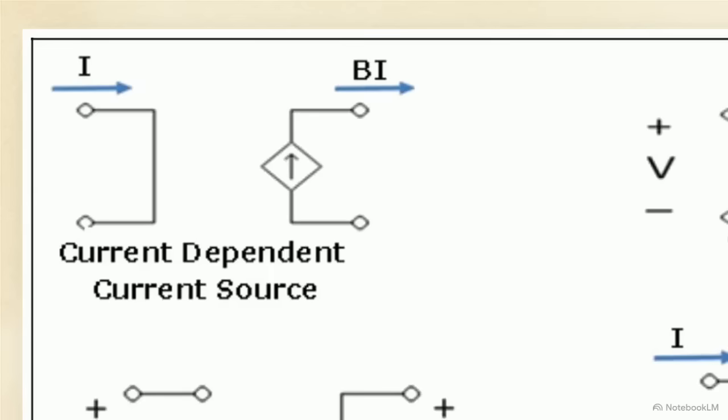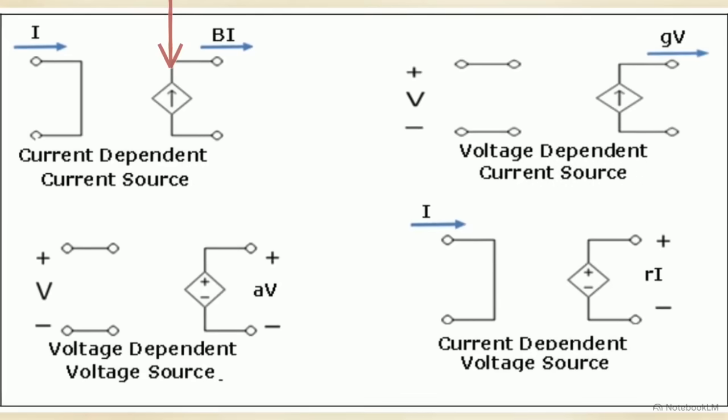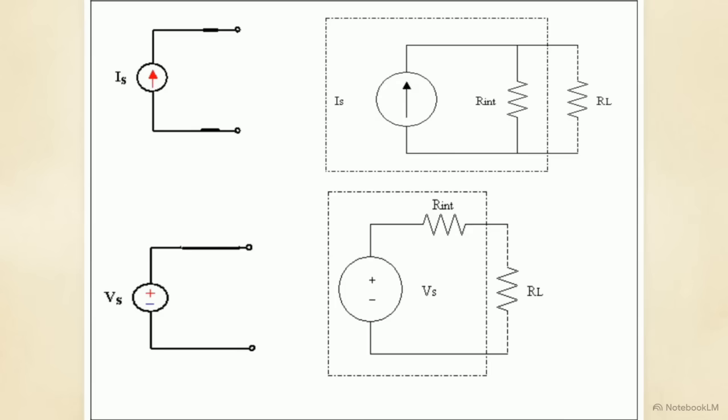This diagram shows a more complex active component called a dependent source. Notice the diamond-shaped symbols. These indicate that the output of this source is strictly controlled by a voltage or current measured somewhere else in the circuit. We also distinguish between ideal and practical sources. In the real world, every power source has internal resistance, labeled here as Rint. This means the voltage received at the terminals is slightly lower than what the source produces.